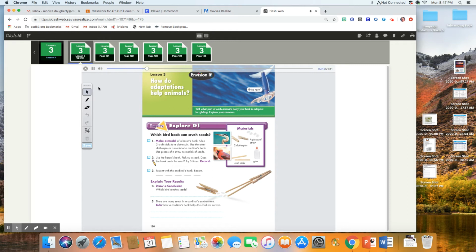Inquiry. Explore it. Materials. 2 clothespins. 4 pieces of straw. Craft sticks. Glue. Which bird beak can crush seeds?